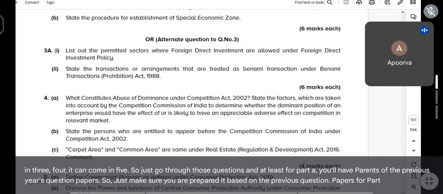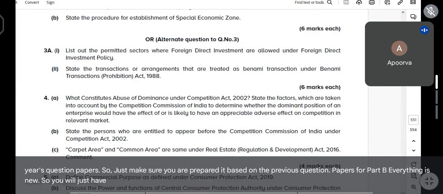For part B, everything is new, so you'll just have to go blindly. So yeah, we are done with the new syllabus.